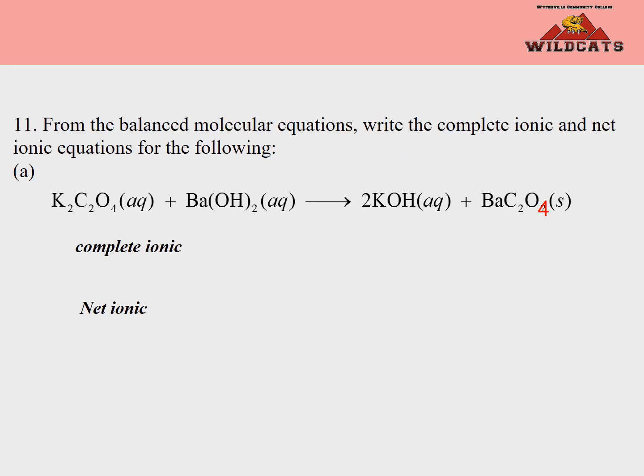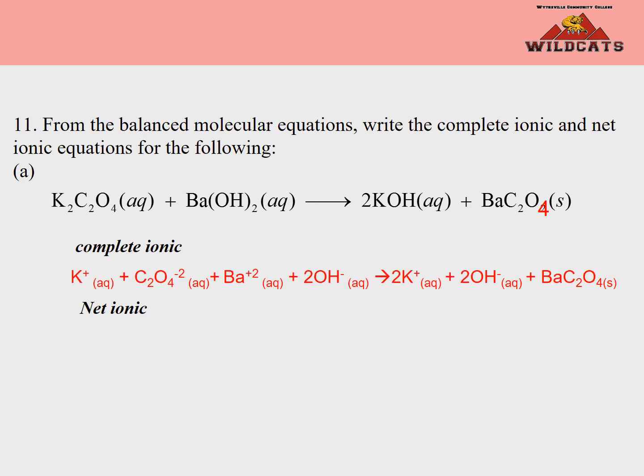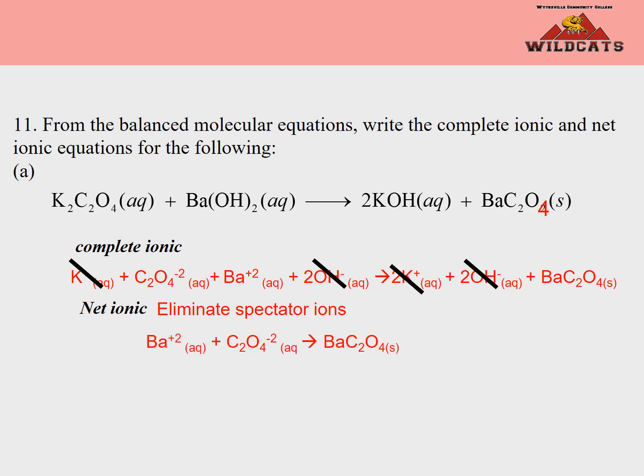So we've got this molecular equation. We want the complete ionic and we want the net ionic. Be careful, that 2 needs to be changed to a 4. There was a typo. So the complete ionic is to write out all the ions but leave the solid together. And again, to write the net ionic equation, we just need to cancel out or eliminate the spectator ions. And we end up with the barium plus C2O4 gives us BaC2O4.